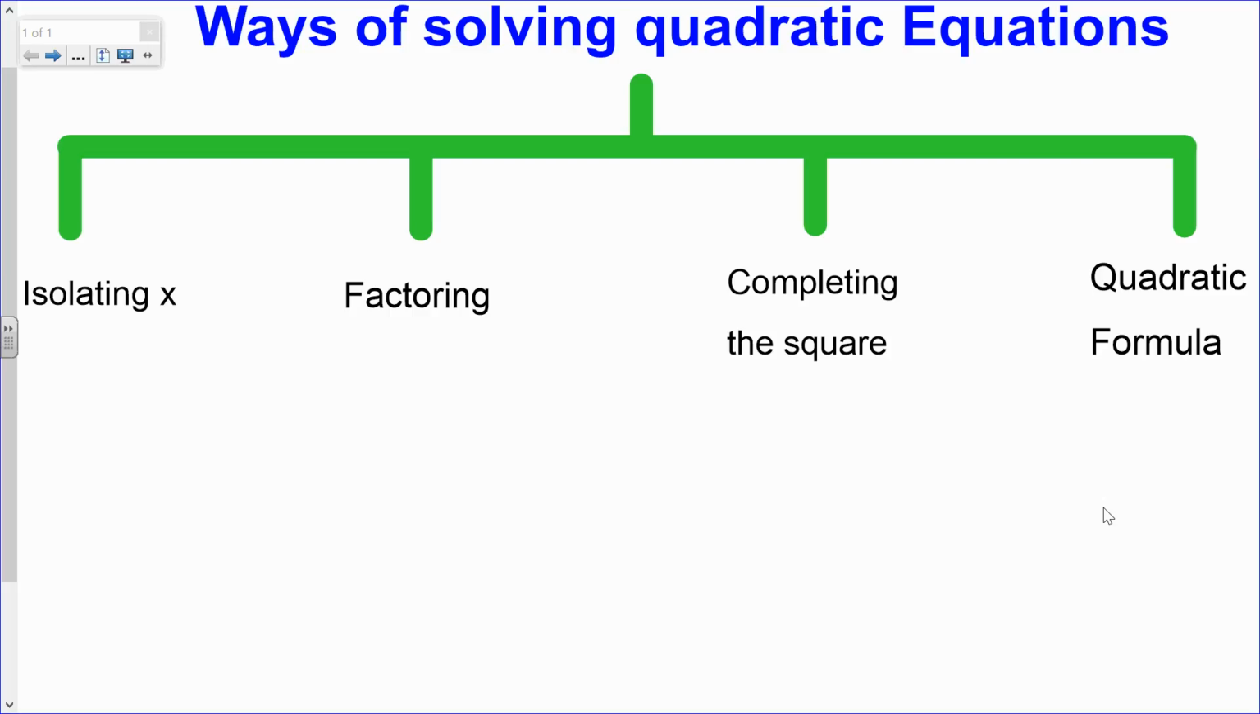These are 4 ways of solving a quadratic equation. You already know how to isolate x if I throw a quadratic equation at you. You already know how to factor, use a factoring method to solve it. And we just completed the completing the square method. All 3 of these methods are under your belt already. We haven't spent too much time on this one because it's so easy, and you'll see why.